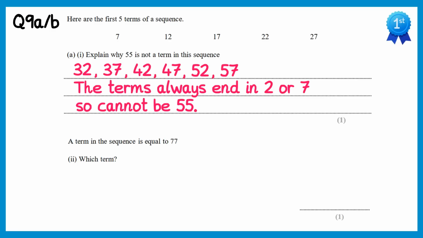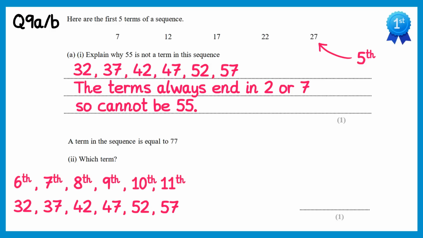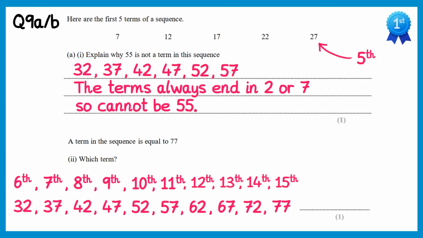For the next part of the question, we need to find out which term in the sequence is equal to 77. You can see up here the 27 is the 5th term in the sequence. We then worked out some more terms, so this would be the 6th, 7th, 8th, 9th, 10th and 11th terms. So we need to keep going until we get to 77. So the next one's 62, 67, 72, 77. So we've now found 77, but which term was it? We went 12th, 13th, 14th and 15th. So 77 is the 15th term.